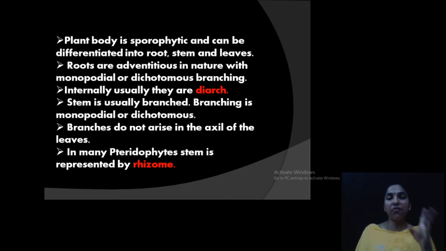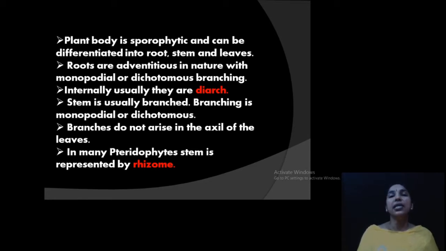Take an example of Riccia, Anthoceros, etc. You can't see such differentiation. But when you go to the example of mosses, you can see some slight differentiation. But when you reach the pteridophytes, you can clearly differentiate root, stem and leaves. And when you take the branching, it is dichotomous or monopodial stem growth.